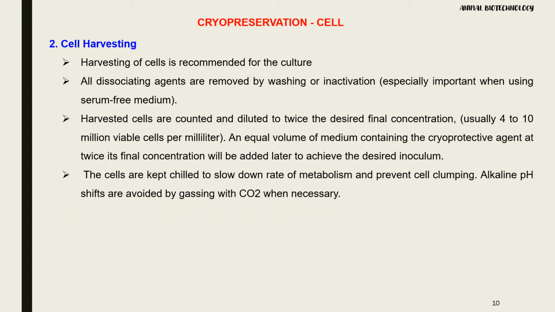After all the quality checks and validations are done, the cells are then harvested. The harvested cells are counted and diluted. The whole procedure is carried out in aseptic conditions. The cells are kept in a chilled environment to slow down the metabolism and prevent clumping of cells. Gassing with carbon dioxide is done to maintain the culture pH.